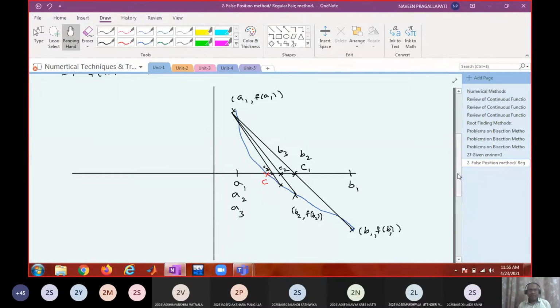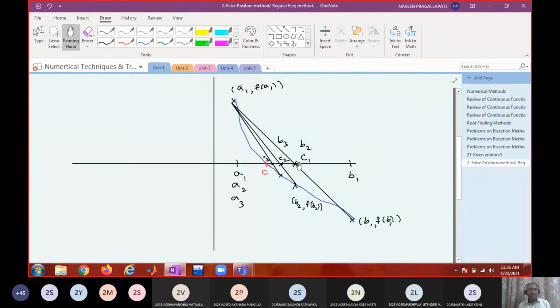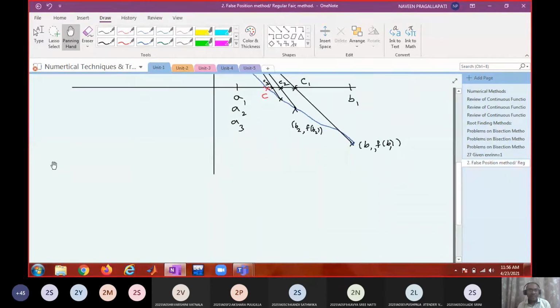Okay, now can you tell me the formula for it? So let us find out the formula for C1. Or you can write down the general formula. So find out the line equation, the equation of the line joining an, f of an and bn, f of bn. It can be a1, f of a1 or a2, f of a2 and so on, and bn, f of bn.